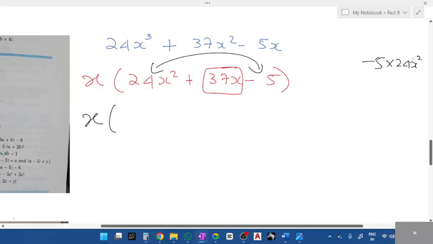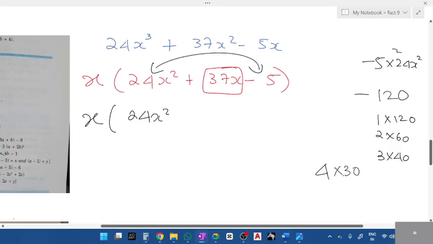Get it? Okay. What do you get here? Minus 5 fours are 20, 120. So which one gives 37, students? 3 into 4. 4 into 30 also gives 37. How can 4 into 30 give 37? What calculation is that?